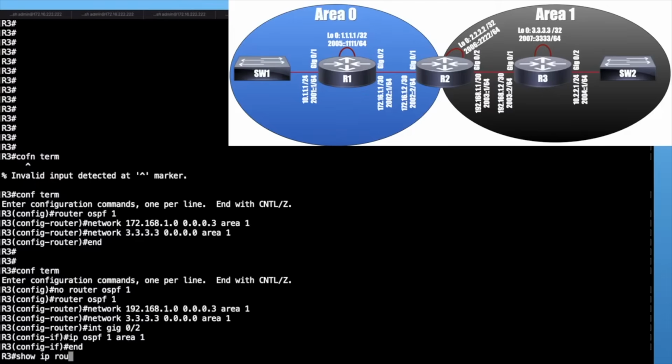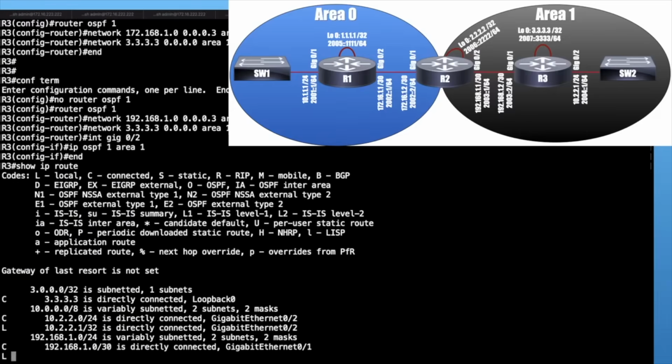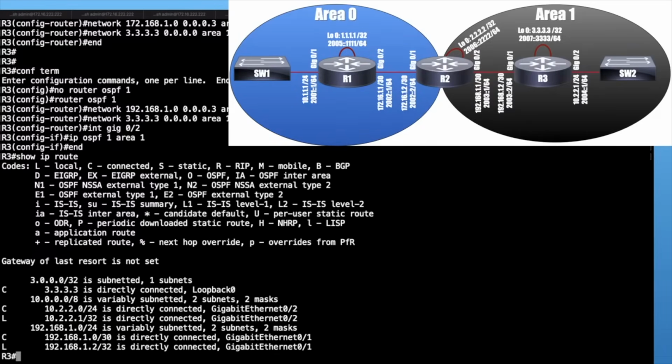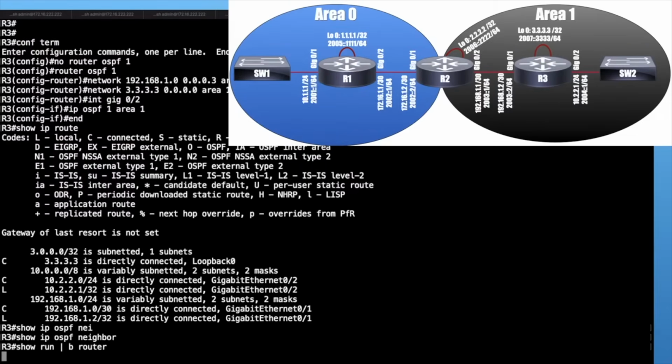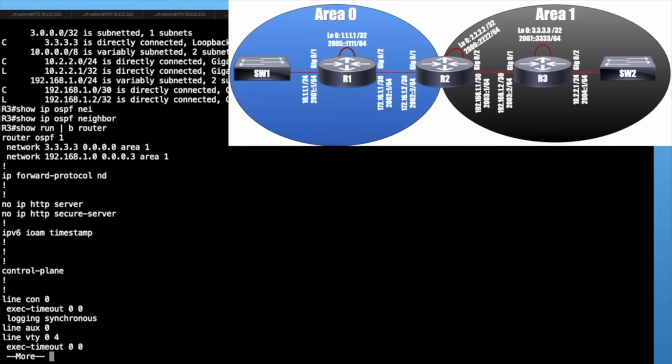If I do a show IP route, let's see if I see everything. I want to make sure I've got full reachability. I'm not seeing 1.1.1.1. Oh, I'm not seeing anything actually. We got some troubleshooting to do here. All right, that's fine. I said we'll do some troubleshooting today. Let's do a show IP OSPF neighbor. I got no neighbors. Let's do a show run pipe to begin router. I'm just trying to make sure I didn't mistype something.